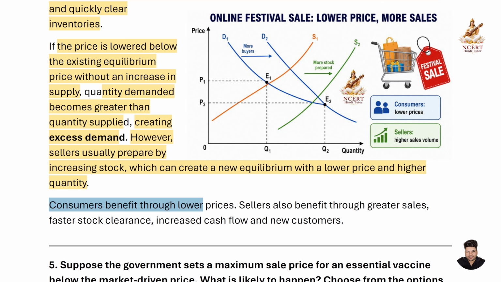Consumers benefit through lower prices. Sellers also benefit through greater sales, faster stock clearance, increased cash flow, and new customers. So you can see in the graph: online festival sale, lower price, more sales.